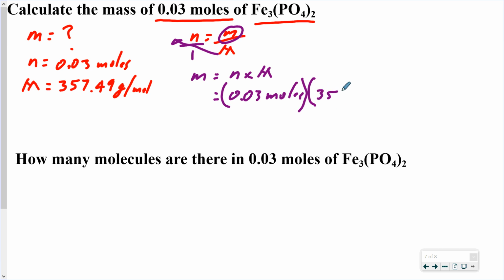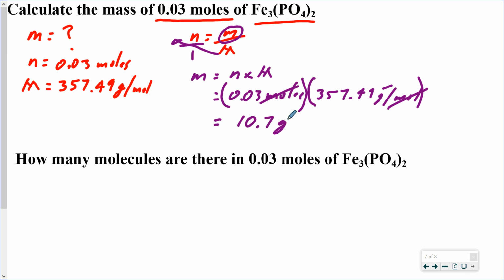357.49 grams per mole. As we saw before, moles cancel out because here it's in the numerator, here it's in the denominator. We're left with grams. That's what we're looking for. This is why you always put the units in. If you end up with some units that aren't what you're looking for, then you did something wrong, perhaps in rearranging your equation. So when you plug those together, it works out to 12.7 grams.